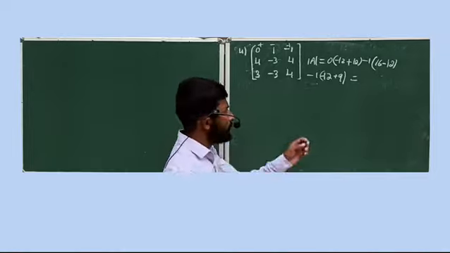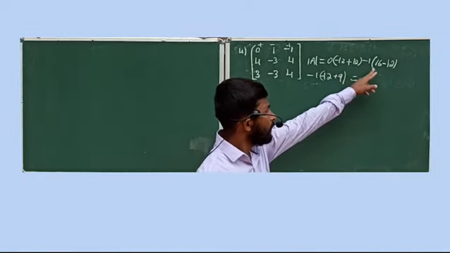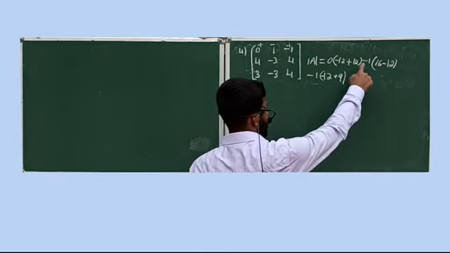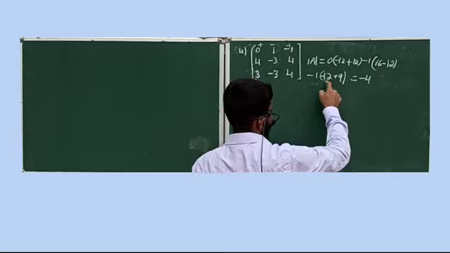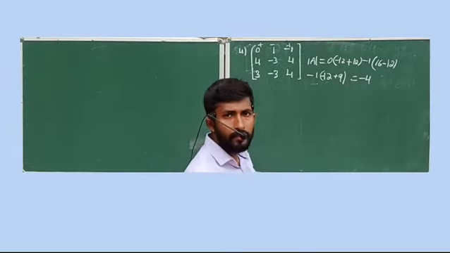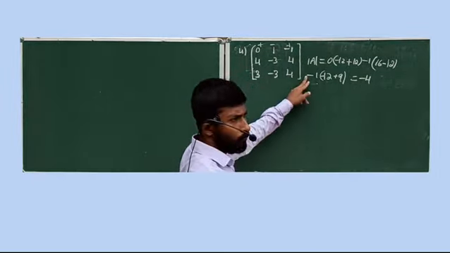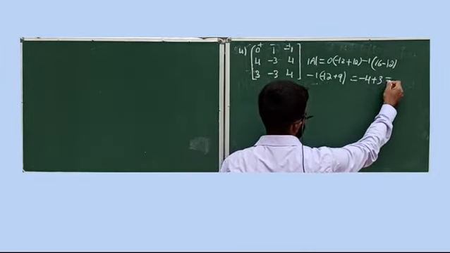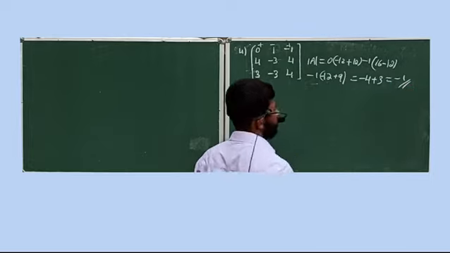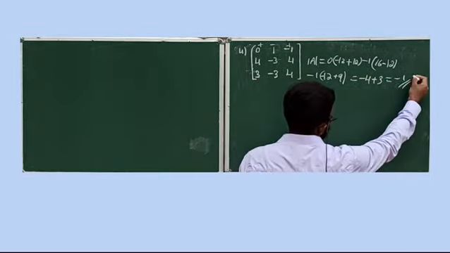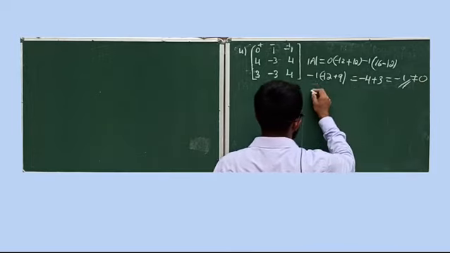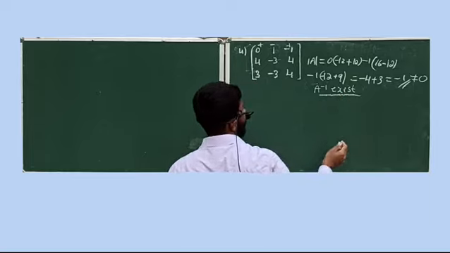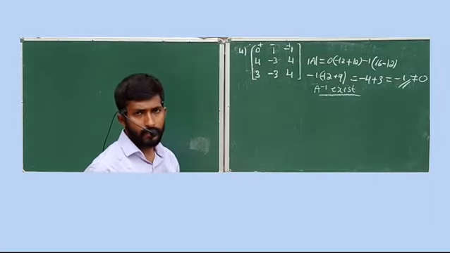Simplify this one. 0 into any number is 0. Here 16 minus 12 is there, right? 4 is remaining, but minus outside, so minus 4. Minus 12 plus 9, here minus 3 is remaining, but here minus is there, so it's equal to plus 3. Minus 4 plus 3, it's equal to minus 1. Okay, then you can write, see, not equal to 0. A inverse exists, right? Determinant not equal to 0, so A inverse exists.